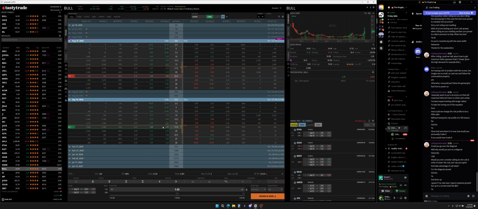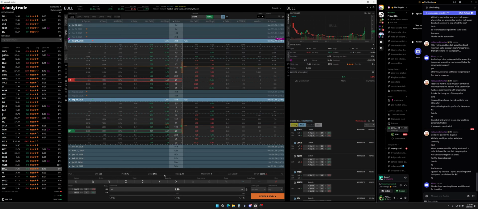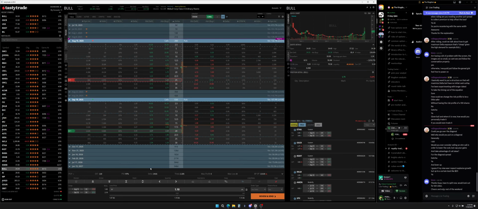If we go for the 2025, you're lowering your debit paid. Your risk is lower. Your deltas are a little lower. But if you have a directional bias, you're still going to likely make money on this.